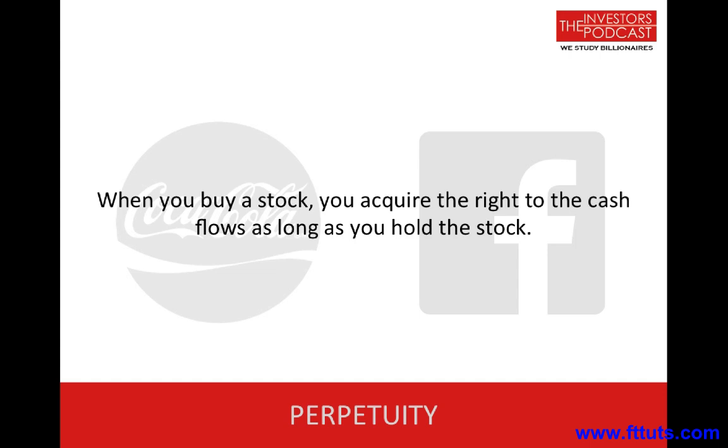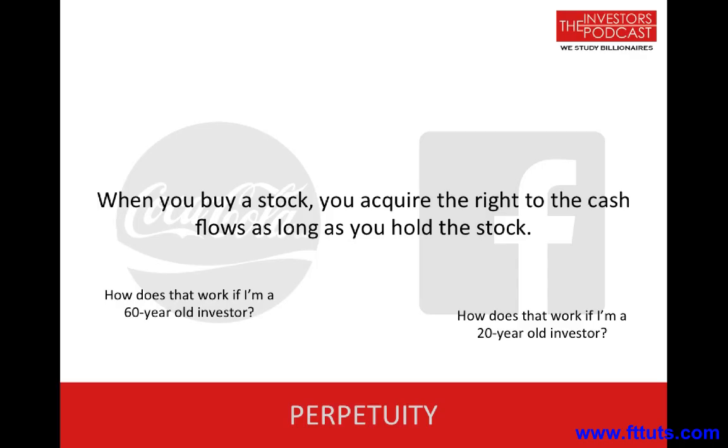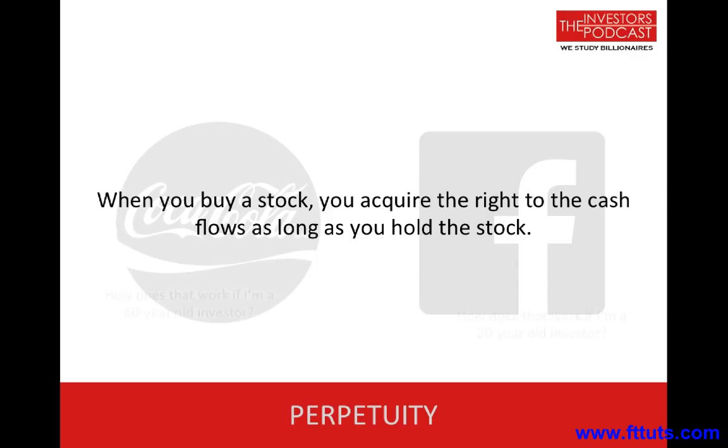A company might operate for at least a century, so you might wonder if and how you need to forecast and discount for the next 100 years. And even so, how does that even work if you are an investor at age 20 or age 60? Does the value of the stock change then? Well, luckily there is a mathematical solution to that, and it's called a perpetuity.